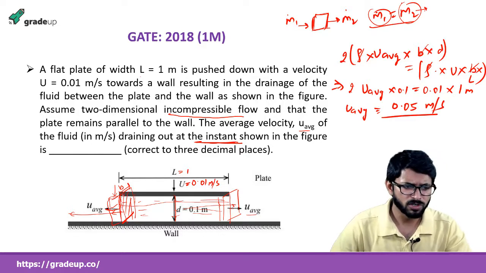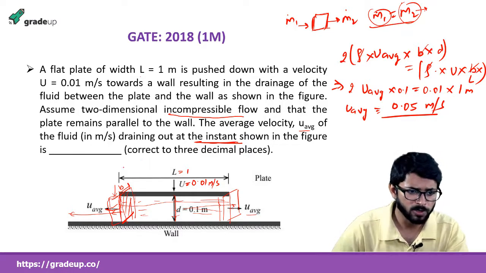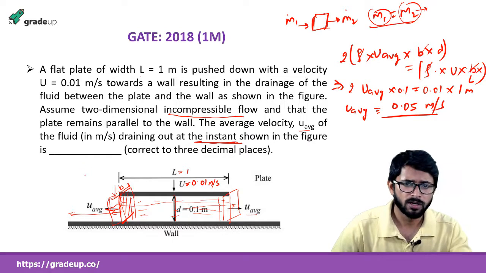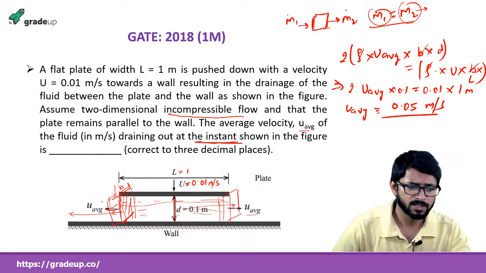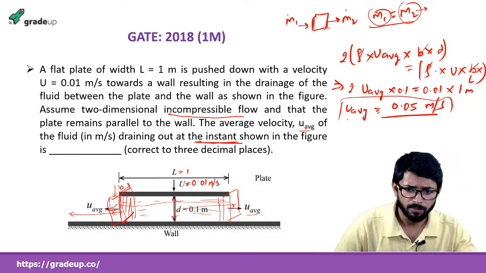So it is a very simple question which is asked for 1 mark in GATE 2018. We just have to apply the conservation of mass. So we will get the answer as 0.05 meter per second.